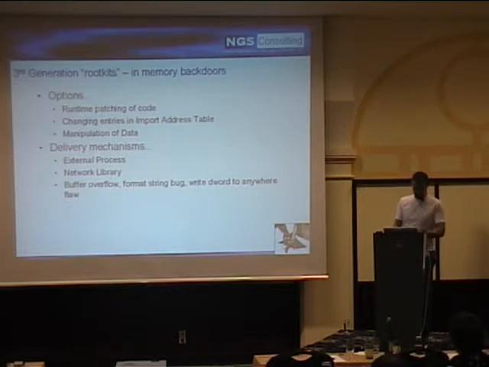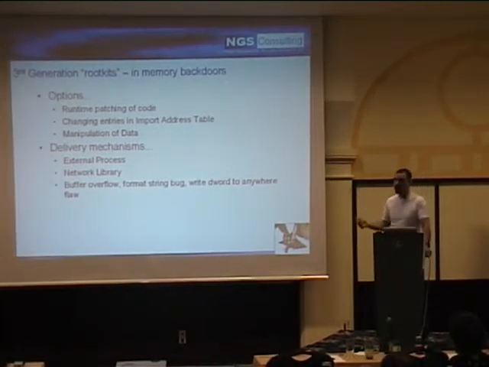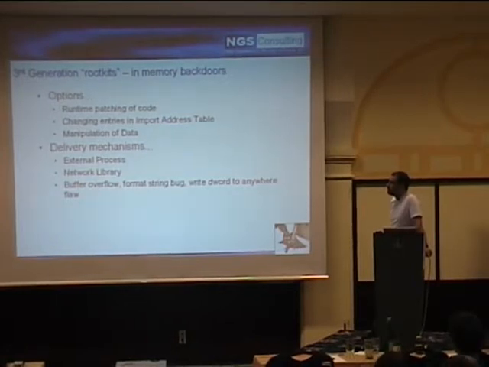So, third generation rootkits. In-memory backdoors, basically, these are the things that Alexander alluded to in his talk last year. So what are our options? Runtime patching of code. Well, Chris Anley did that kind of thing in 2002. So we won't repeat his efforts here, but we'll obviously talk, at the end of that, about looking at ways of catching attempts to patch code at runtime.